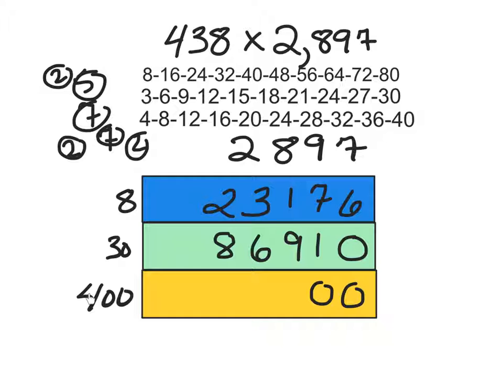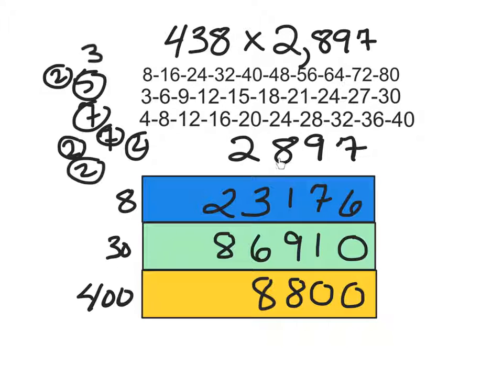Let's rock and roll. 4 times 7. 1, 2, 3, 4, 5, 6, and 7 gives me 28. I'm going to drop the 8 and carry the 2. Drop that 8, carry that 2, and move along. 4 times 9. 1, 2, 3, 4, 5, 6, 7, 8, and 9 gives me 36. Plus this 2 gives me 38. Drop that 8. Carry that 3 right up there and move along.